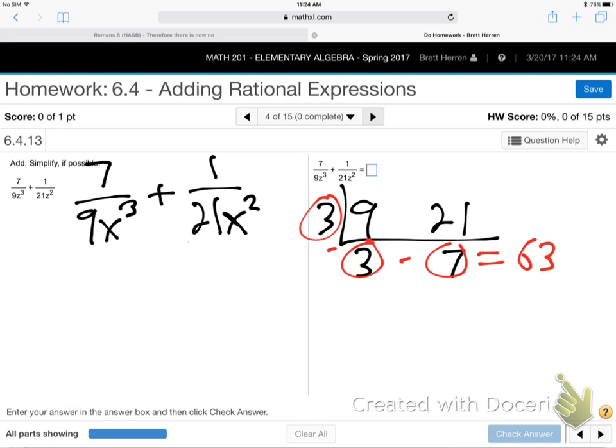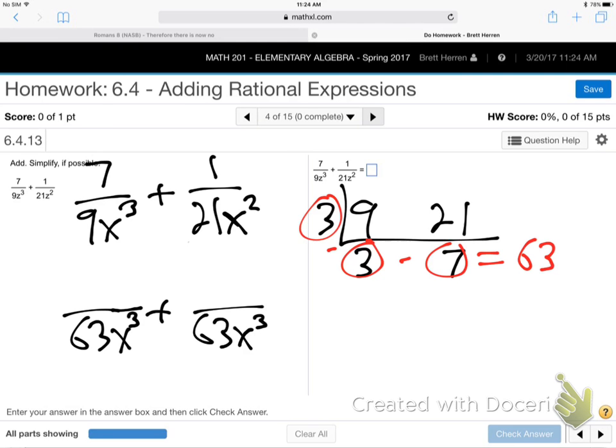So 63. And now, question? Are you going to take the higher power? Yeah, exactly. Which you're going to take on the bottom then, right? Right. That's right. So it's going to be 63 x cubed. 63 x cubed. Everybody good? You take the higher one.